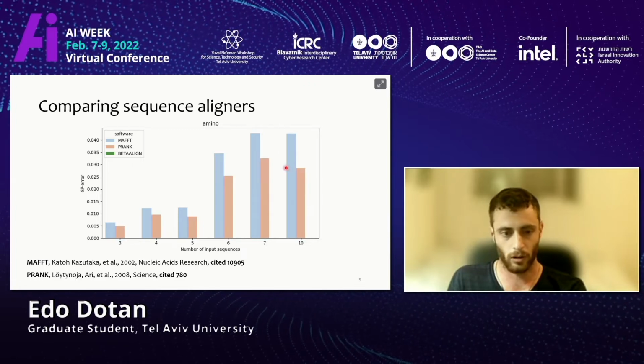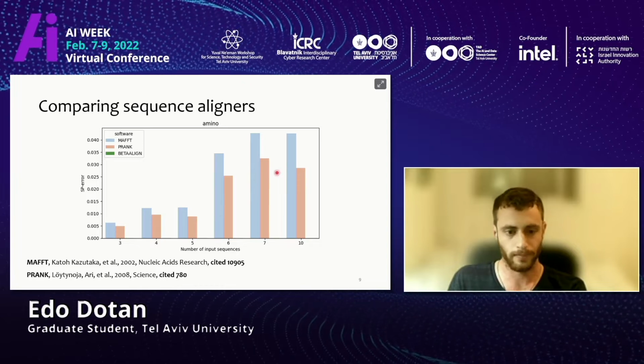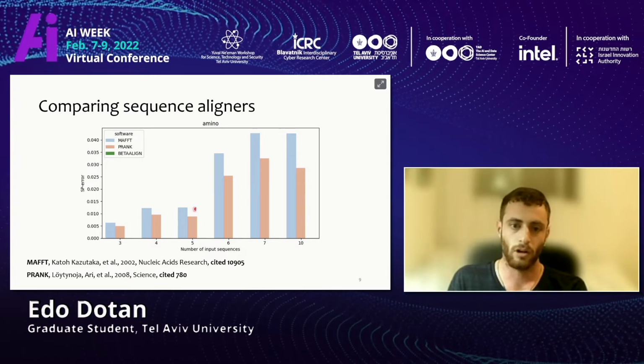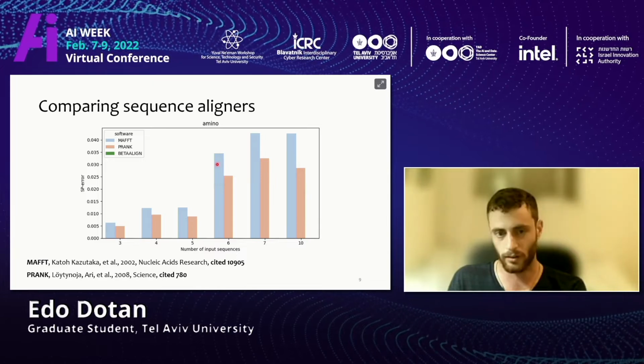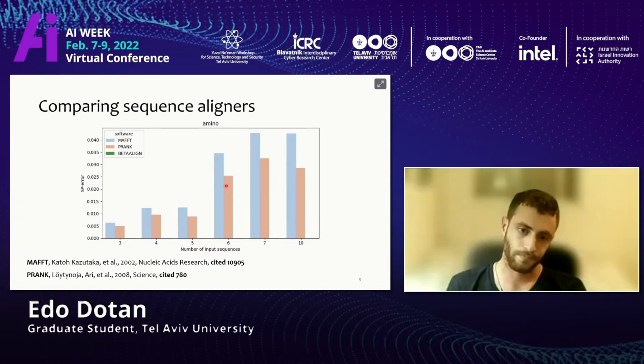About 15 years ago, a new software called Prank was published. It was published in Science, and it had better results compared to MAFFT. In most cases, Prank reduces the error.